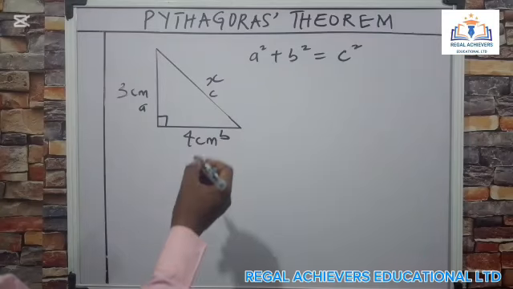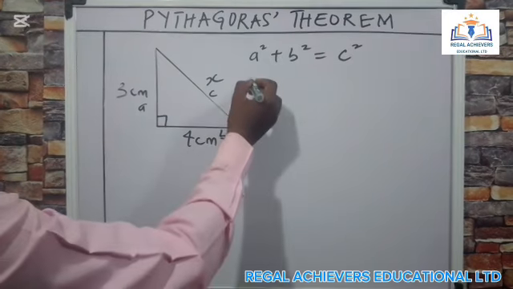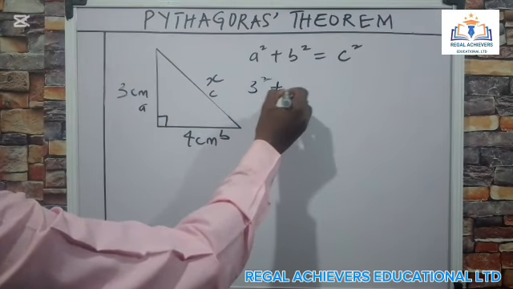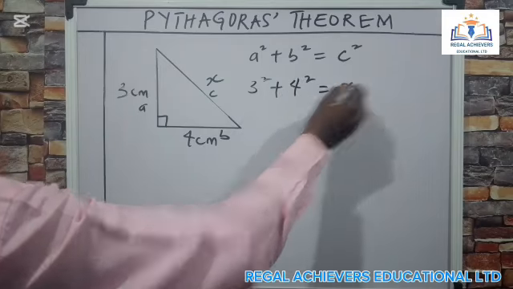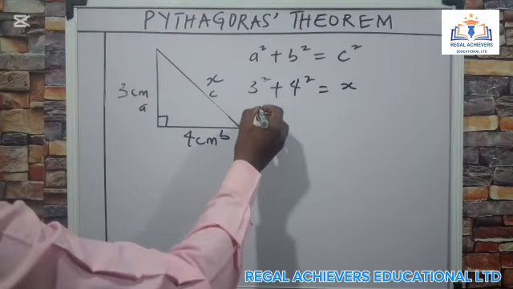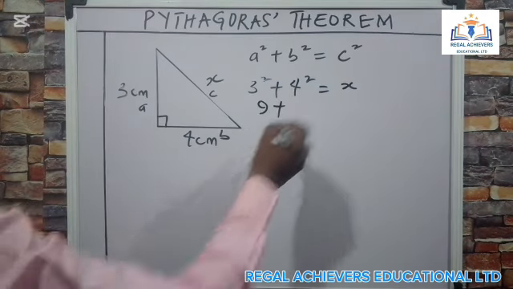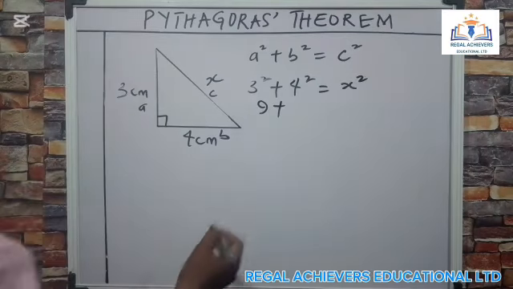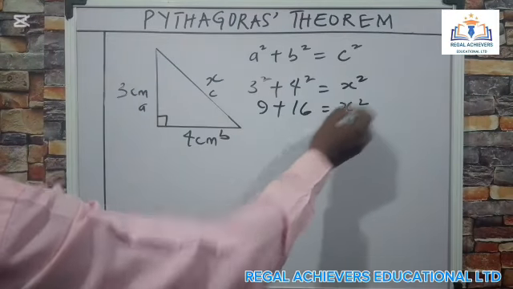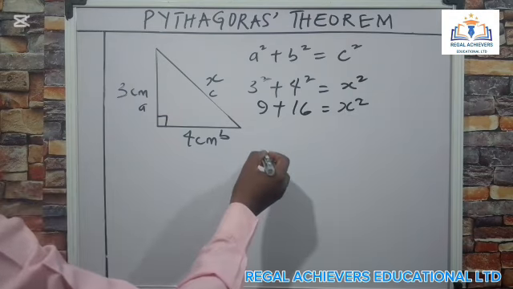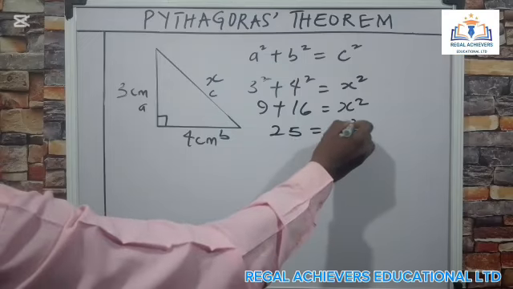Okay, so let's find the value of x. That will be 3 squared plus what? 4 squared equals x squared. 3 squared is what? 9, plus x squared. Okay, 4 squared is what? 4 times 4, 16, equals x squared. And this is 9 plus 16 is what? 25, equals x squared.